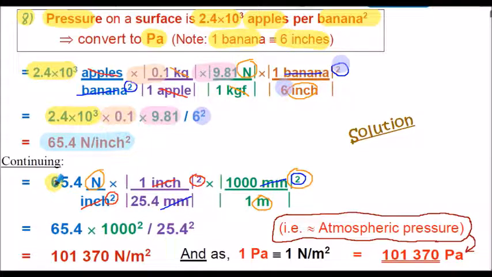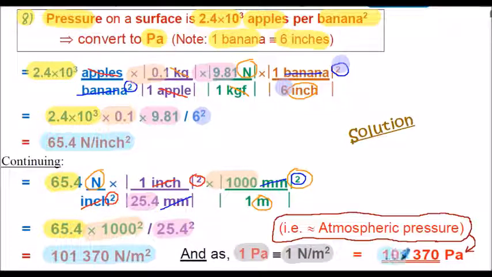Calculation wise, that's 65.4 multiplied by 1000 squared, of course, and divided by 25.4 again squared. So that evaluates to 101,370 newtons per meter squared, and as we know that 1 Pascal is 1 Newton per meter squared, then the pressure is actually 101,370 pascals, which is about atmospheric pressure.